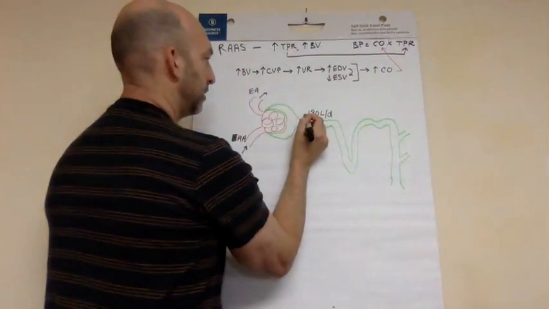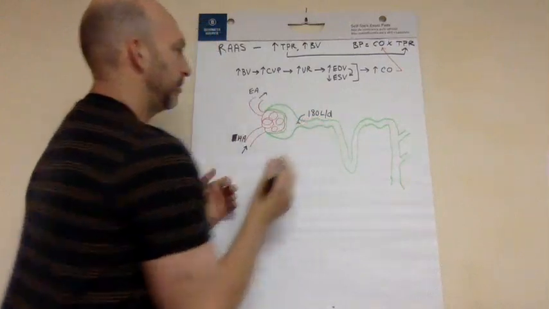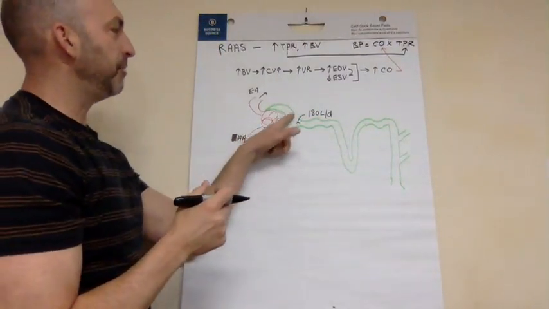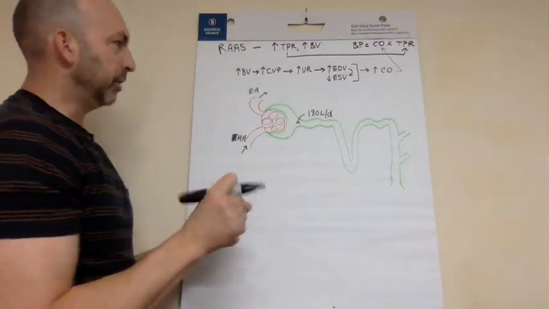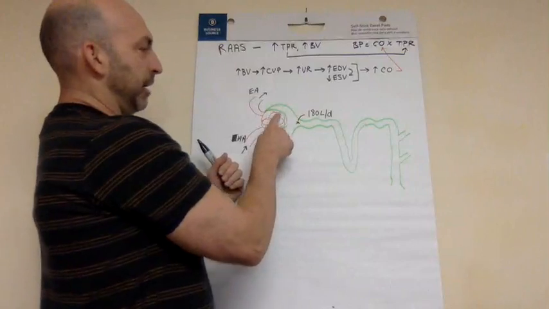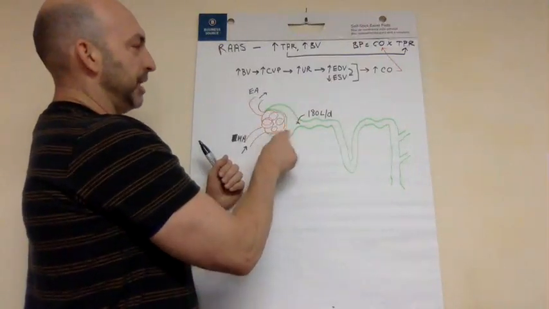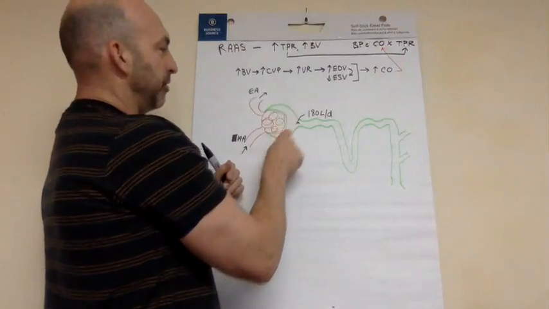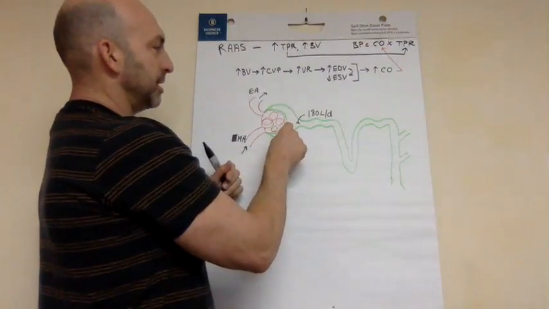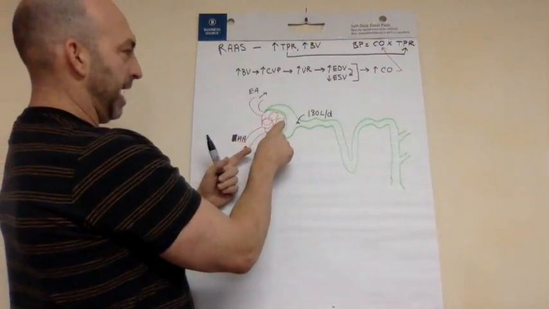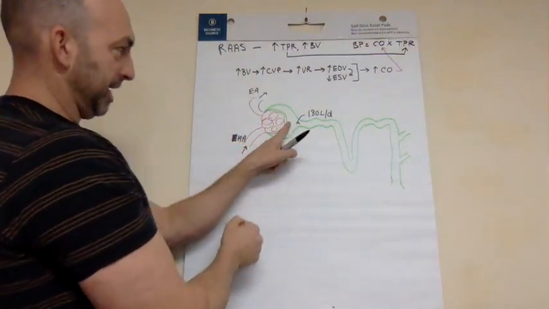That's being filtered into what's called Bowman's capsule, if you recall, right? And again, just to review the anatomy of the nephron here, the renal corpuscle is the glomerulus, the capillaries, plus Bowman's capsule, right? Bowman's capsule collects the filtrate across the filtration membrane, this combination of the glomerular capillary wall and the inner layer of Bowman's capsule there, the green.